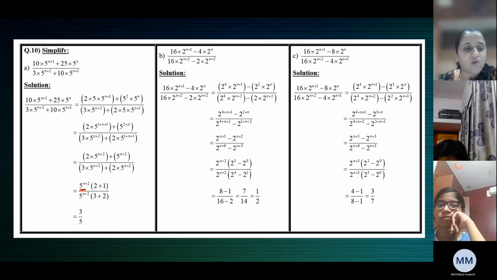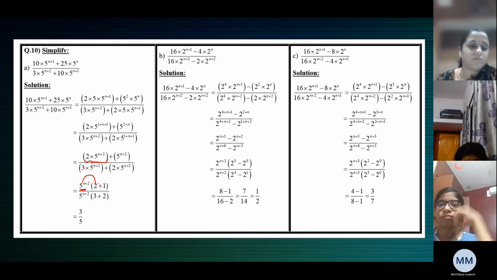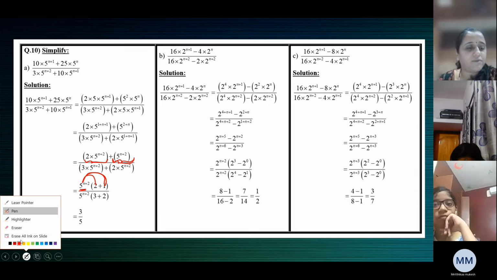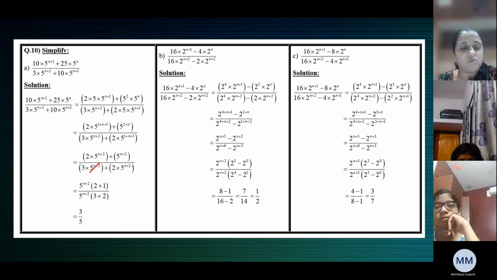5 to the power n plus 2 into 2 will give you this one, 2 into 5 to the power n plus 2. And 5 to the power n plus 2 into 1 will give you 5 to the power n plus 2. The same thing, right? 5 to the power n plus 2 is outside, so into 1 will give you 5 to the power n plus 2. That's about the numerator.